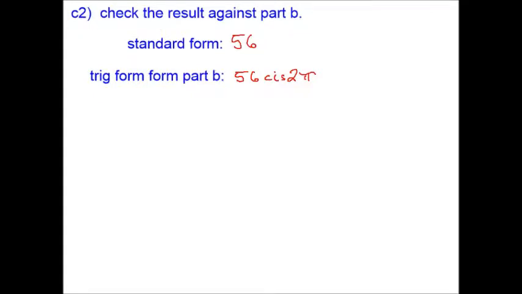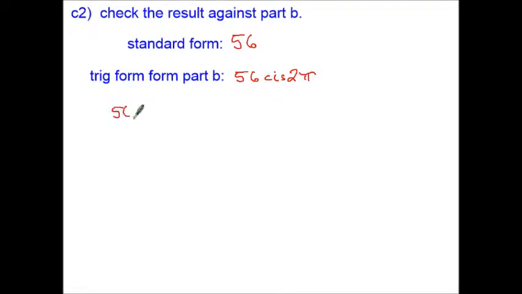Alright, so now the second part of part C says check the result against part B. Again, I cheated a little bit here and wrote these answers out. Our standard form we just did, we got a 56, and then the trig part in part B is 56 cis 2 pi. You may be like, well, is that really the same thing? And, well, basically what we can do is just work this out to be sure.